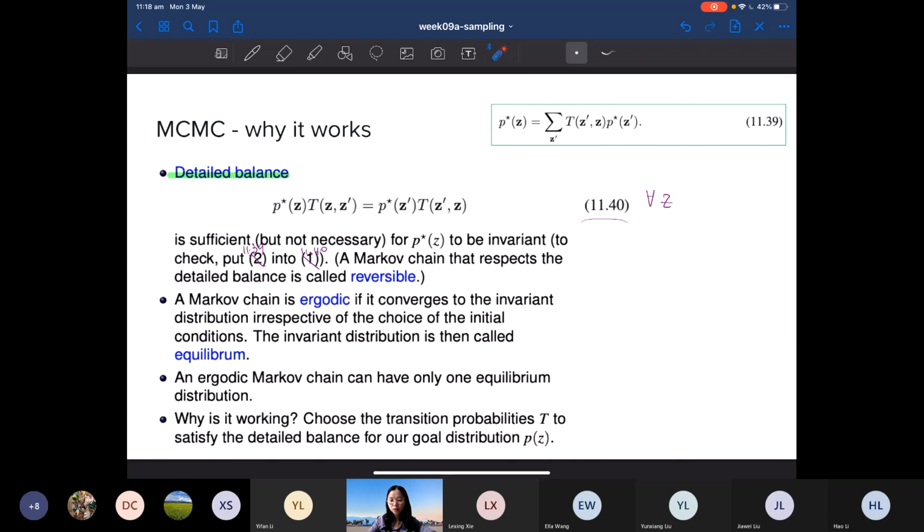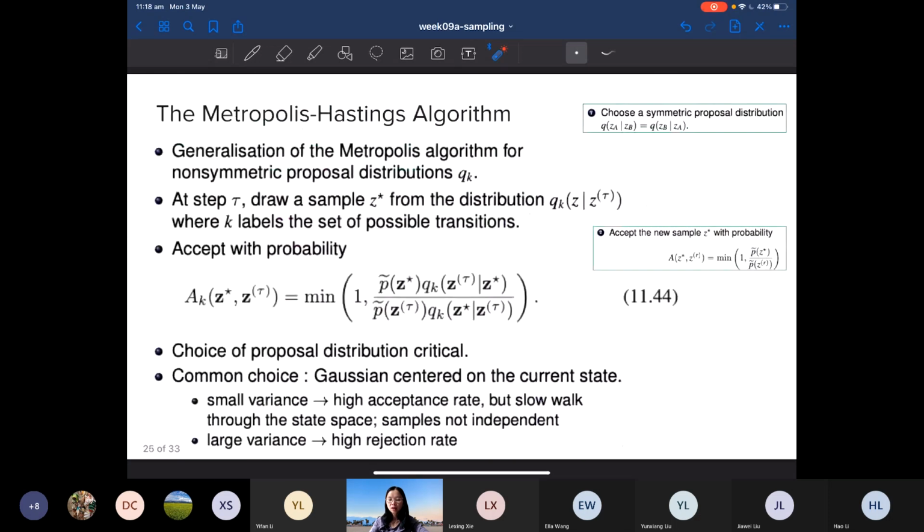Detail balance is a sufficient condition. If we don't satisfy it, we can still have a correct MCMC, but one easy way is to choose T so that detail balance is satisfied. Remember we talked about Metropolis, but didn't tell you exactly why it is correct. Here's the generalized version of the Metropolis algorithm. It's called Metropolis-Hastings, two people now.